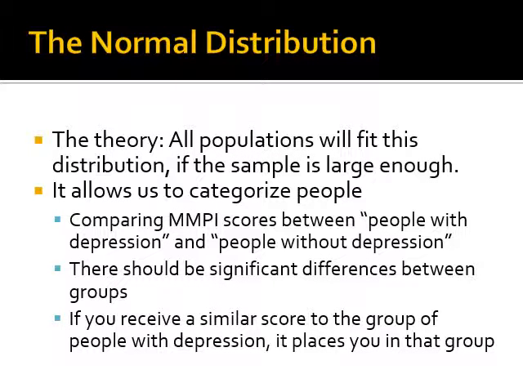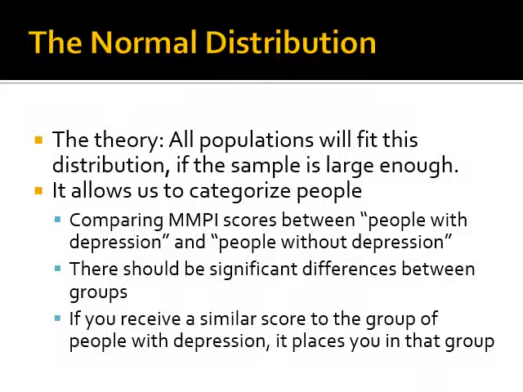The theory is that all populations will fit this distribution if the sample size is large enough, and when this happens, it allows us to categorize people. Now, categorizing people isn't something that we particularly like to think about in the counseling field, but it can be quite useful for the purpose of not only doing research but also for assessment. For example, there are psychological instruments and inventories that are often used, things like the Minnesota Multiphasic Personality Inventory, or the MMPI, which helps us to differentiate between people with depression and people without depression.